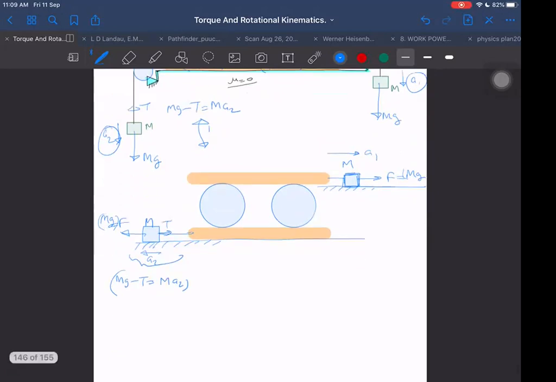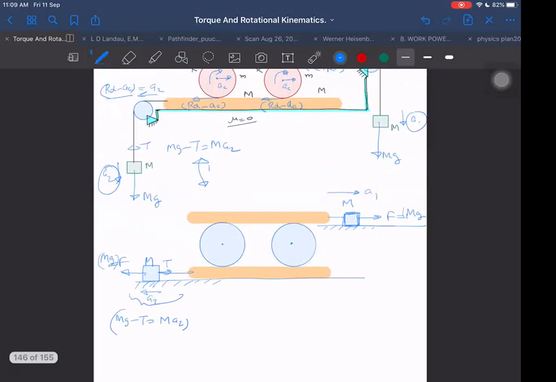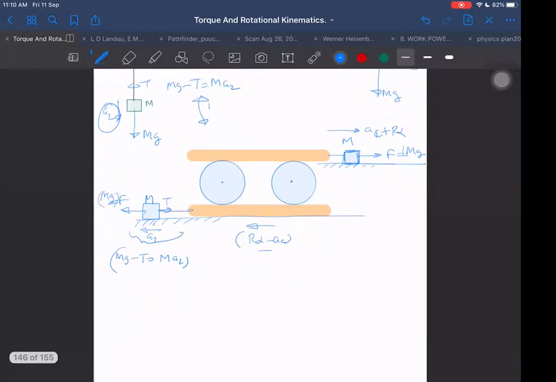What do we do next? Next we can now assume this is the center here, this is the center here, right? And the center has, what I took, this acceleration as AC. I took A1 as AC plus R alpha, and I took A2 as R alpha minus AC.